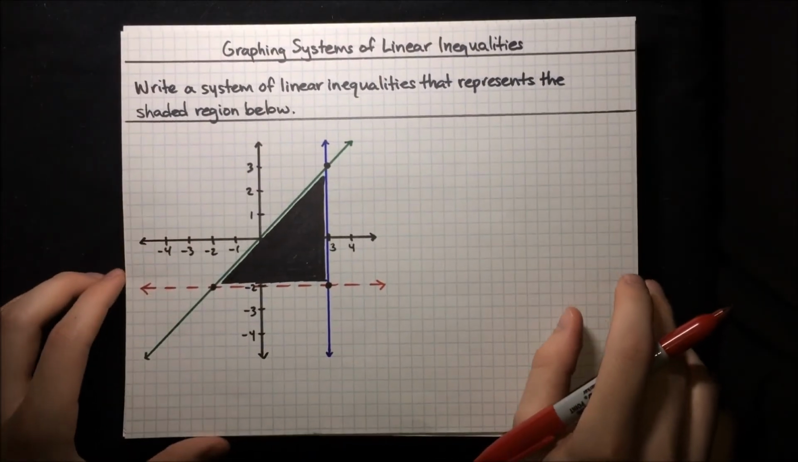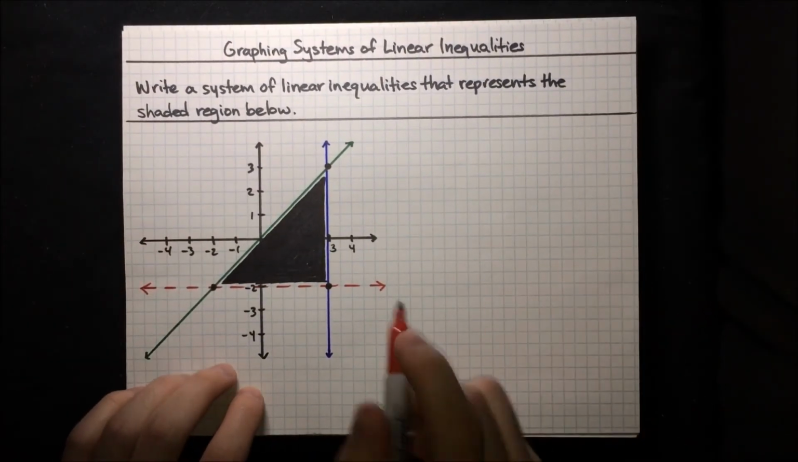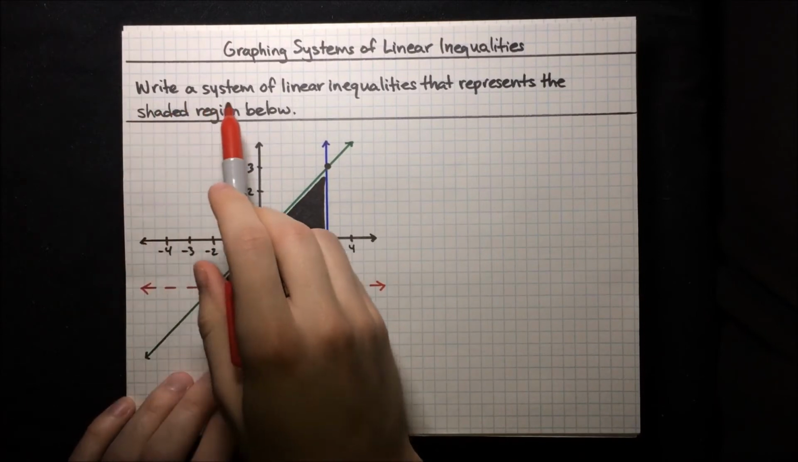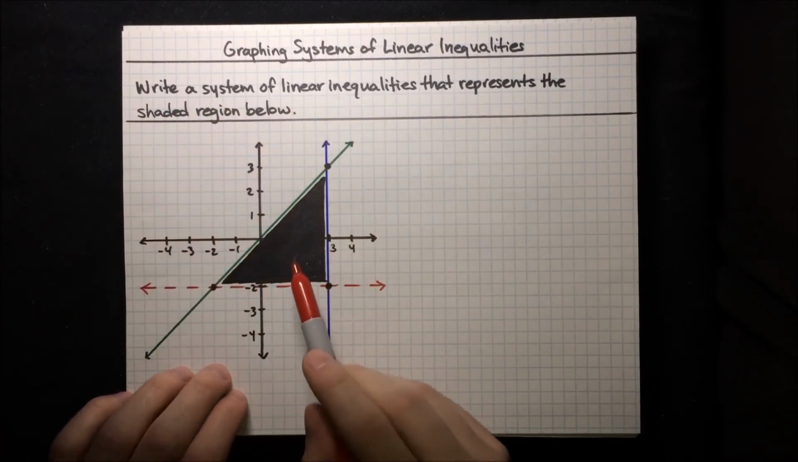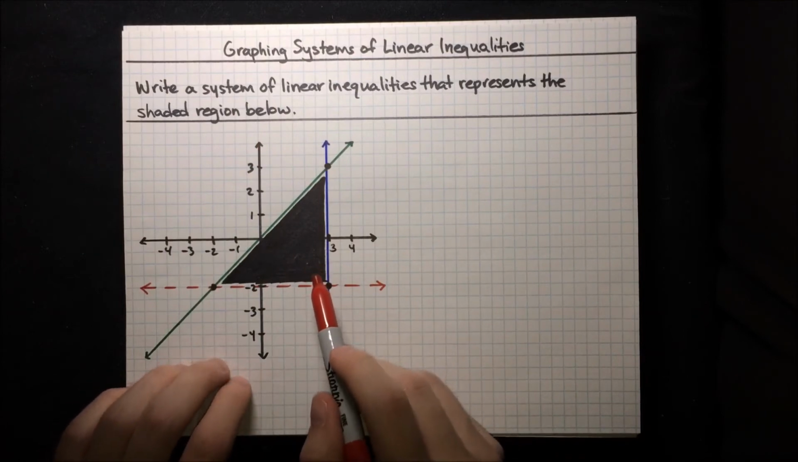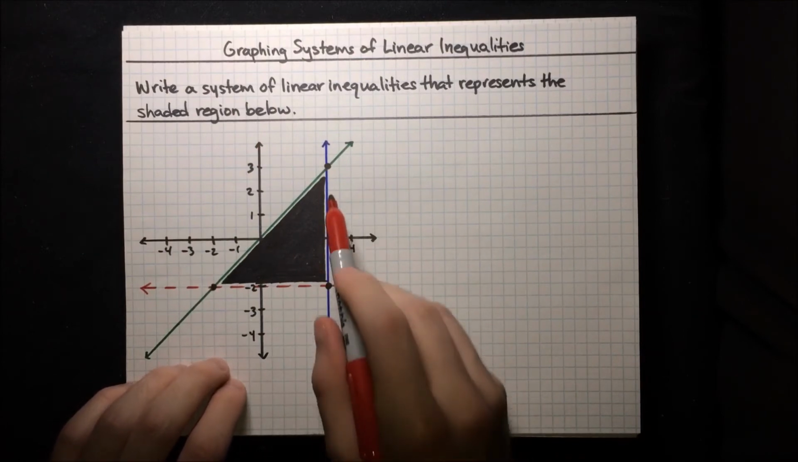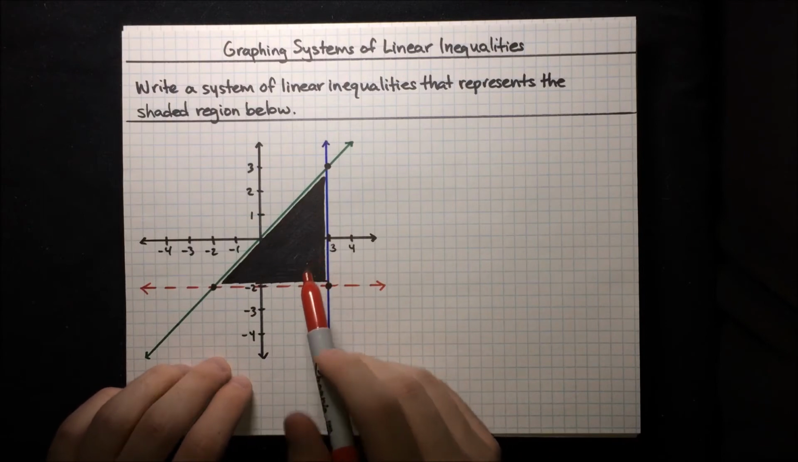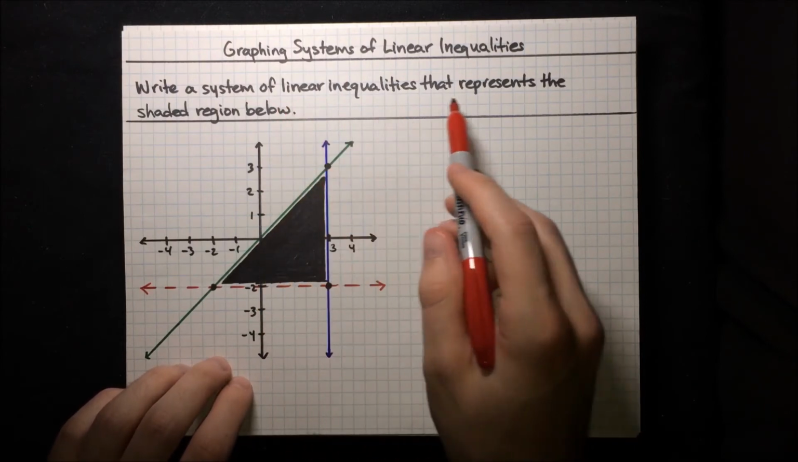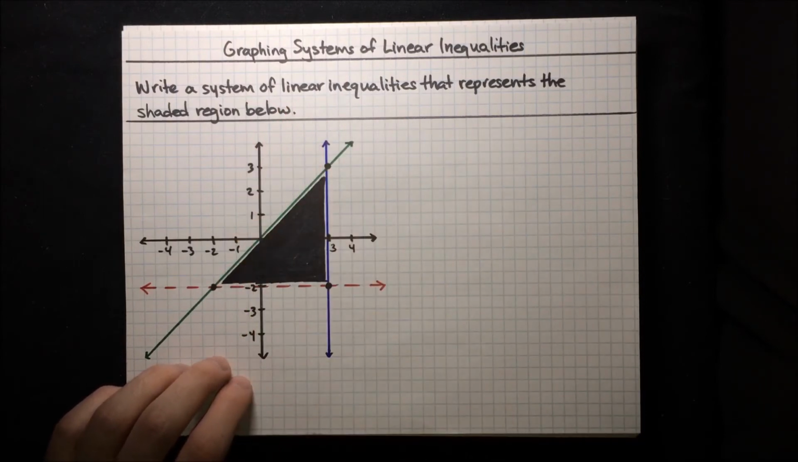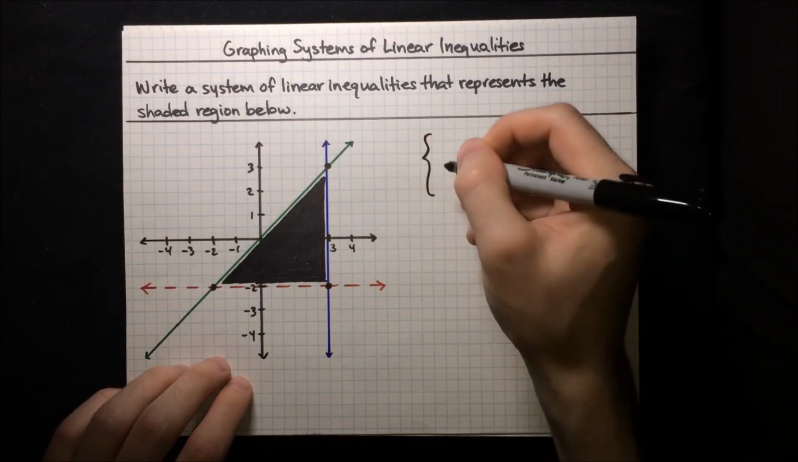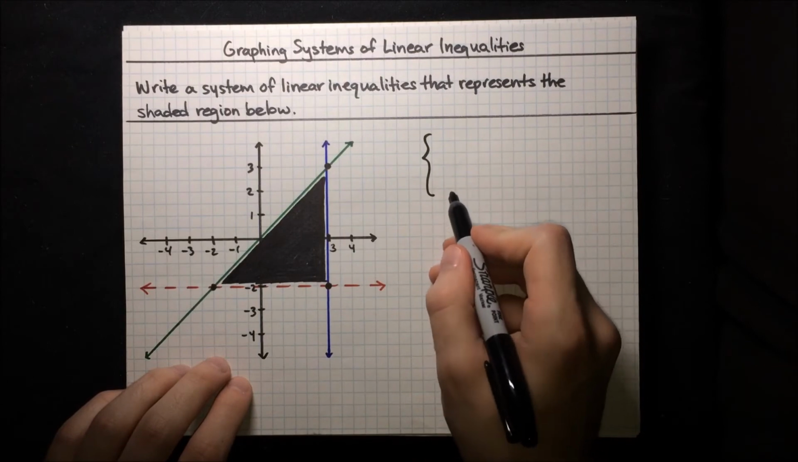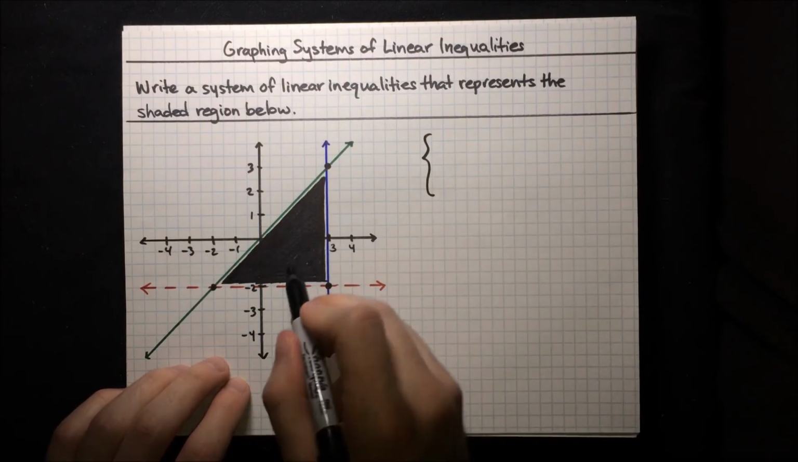Here's our final example. This time we have a shaded region, and we want to find a system of linear inequalities that represents the shaded region below. So this is kind of backwards of what we've been doing. Now we are given the shaded region, and we want to create our own system of linear inequalities that represents it. So our system, let's just go ahead and write that off to the side, and we'll have 3 inequalities that make up this triangle here.